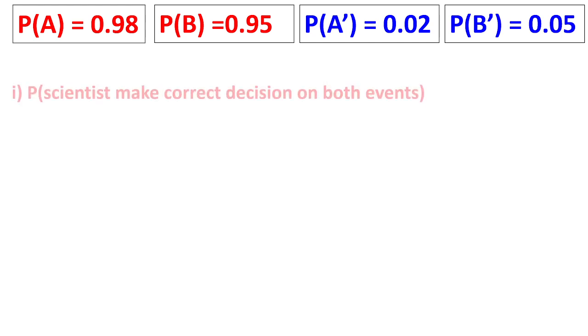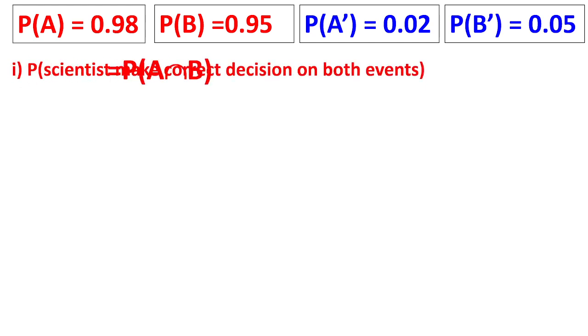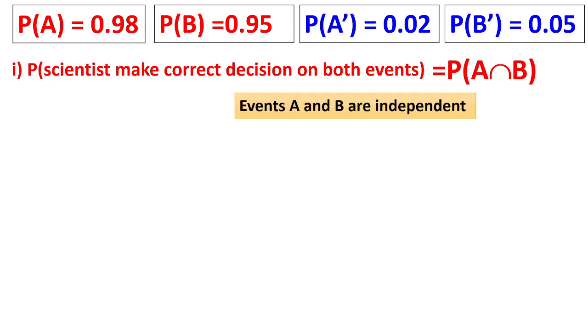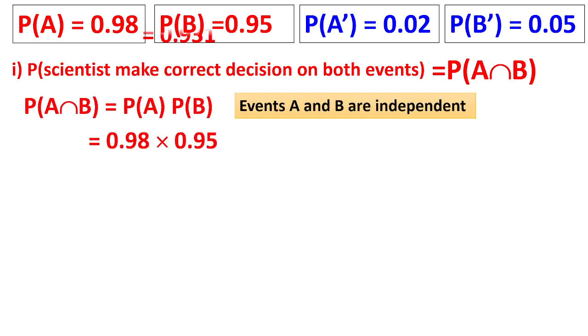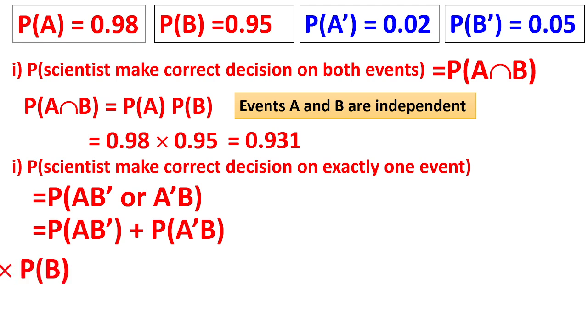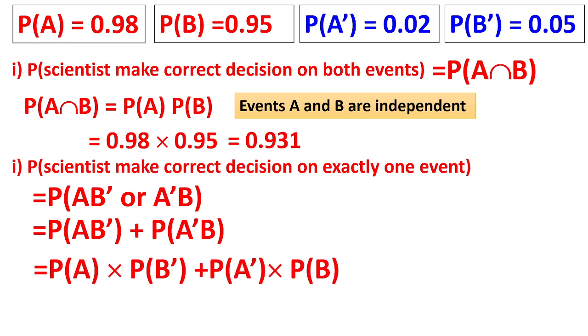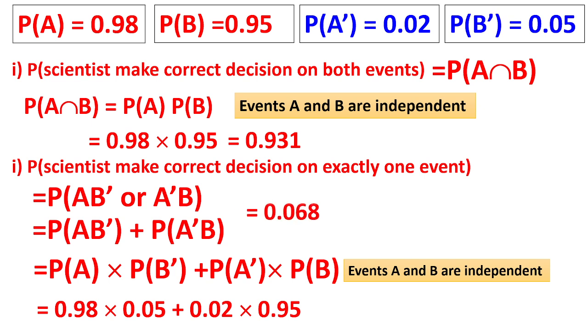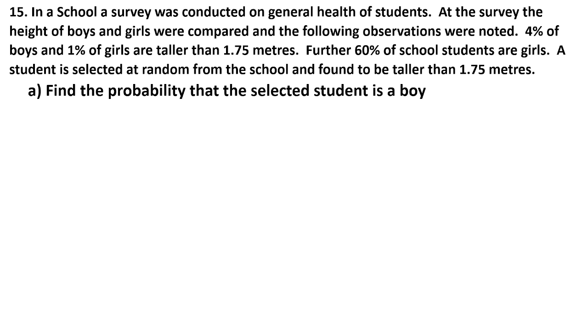Therefore these are the values now. Now make correct decision on both the events. What is the meaning? He will get correct decision in first also and second also. A intersection B. They are independent. Therefore you have to multiply. Therefore it is 0.931. Make correct decision on exactly one event. What is the meaning? He makes a correct decision in A, not in B, or not in A and in B. Therefore these are mutually exclusive. Therefore we can add them. They are independent. Therefore we are multiplying. Therefore the answer is 0.068.